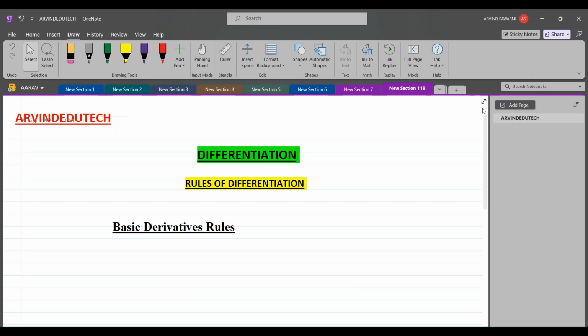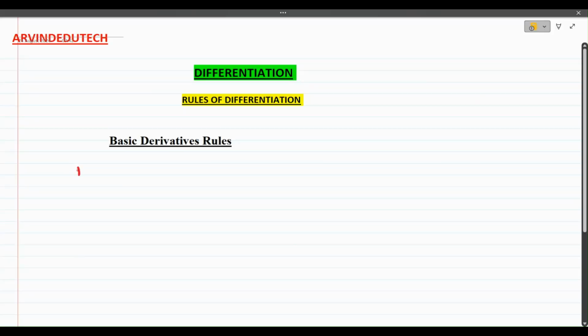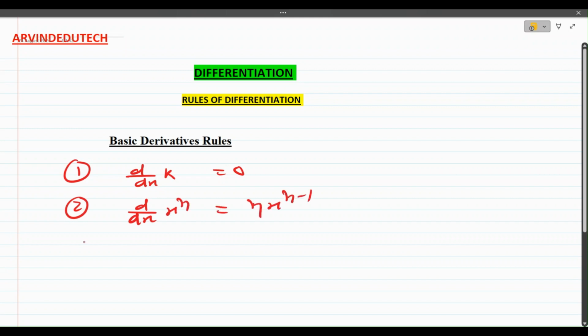Hello everyone. So let's learn some basic rules of differentiation today. Some basic rules are: the differentiation of a constant value is 0. The differentiation of x to the power of n with respect to x is n x to the power of n minus 1.